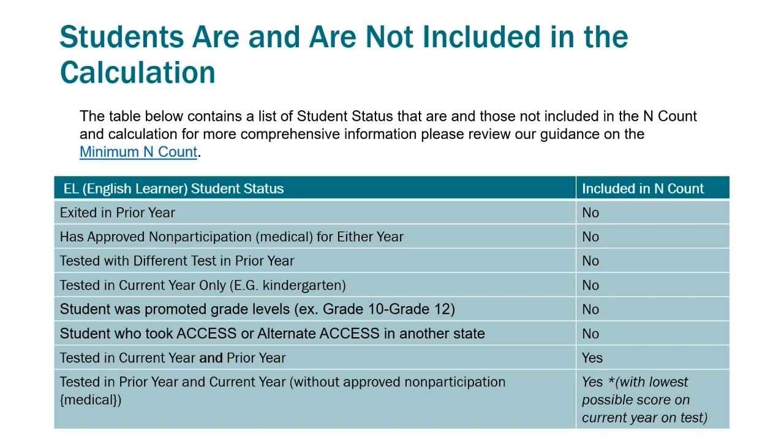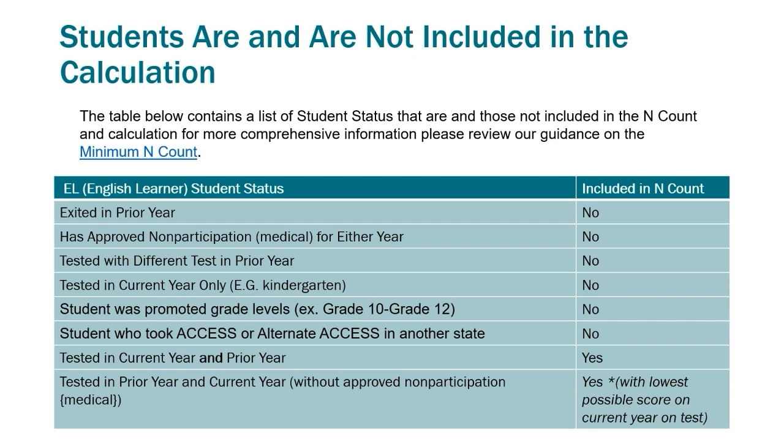Grade level promotions. Say a student jumps from grade 10 to grade 12. Interstate movements. So a student who took ACCESS or Alternate ACCESS in another state prior to coming to Kentucky. And then non-attempts, those who did not even attempt the test in the preceding year. Those nuances are critical for maintaining the accuracy and consistency of our ACCESS calculations. By understanding who isn't included, we gain a clear picture of the data that we are analyzing and ensure that our outcomes are based on consistent criteria.